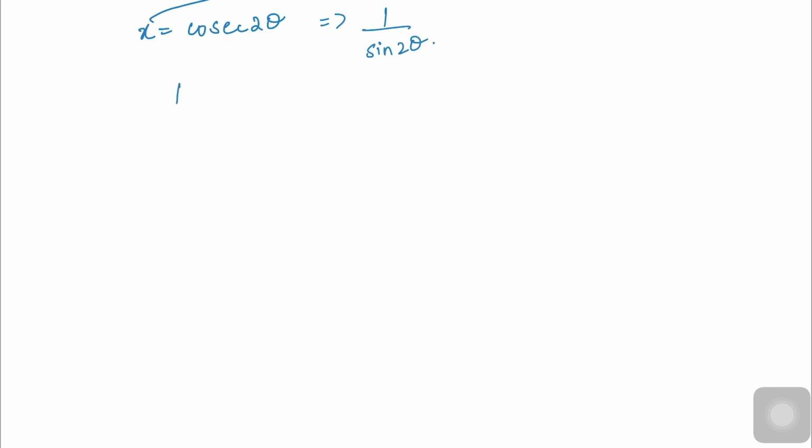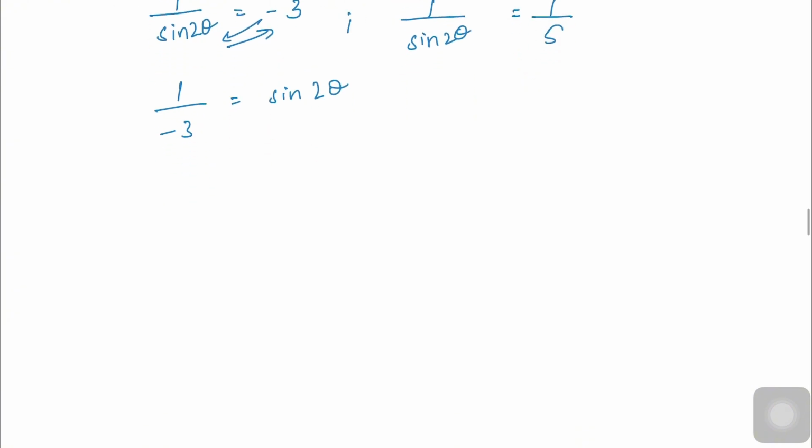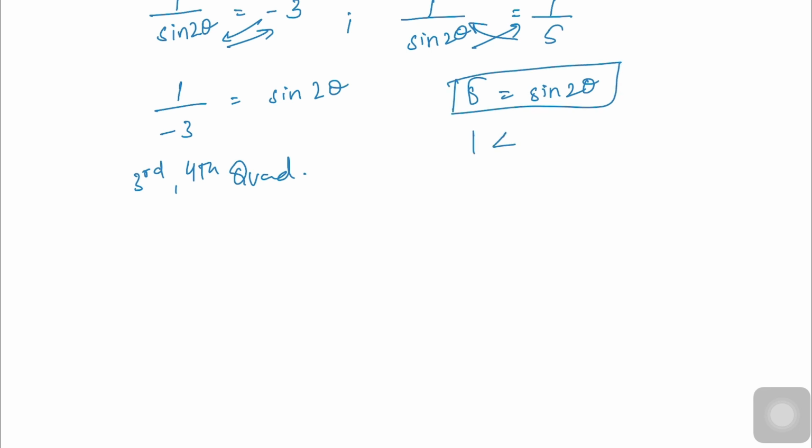Alright. So we have 1 over sine 2 theta as negative 3 and 1 over sine 2 theta as 1 over 5. Now we'll be multiplying and dividing it by this. So this would be 1 over negative 3, so this would be sine 2 theta. And this negative sine is basically in the third and fourth quadrant. Then multiplying this by this, 5 is equal to sine 2 theta. This would be rejected since sine lies between negative 1 and positive 1. So this will be rejected.